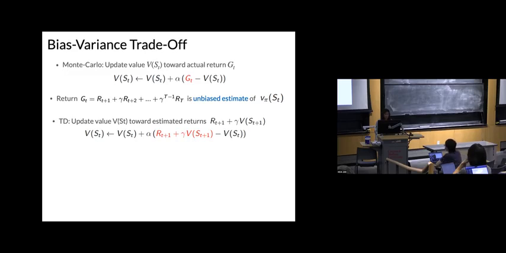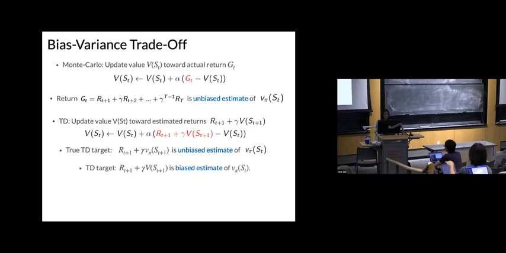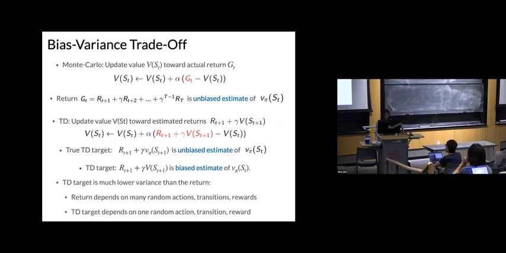On the other hand, this target, immediate reward plus gamma V of the next state, has low variance because it only depends on one action. We have this R_{t+1}, but although the immediate reward plus gamma V pi of the next state is an unbiased estimator of V pi, because you're using your estimate of the value, capital V, you introduce bias there. So if your current estimate is not correct, that will propagate into your present value estimate for S_t.